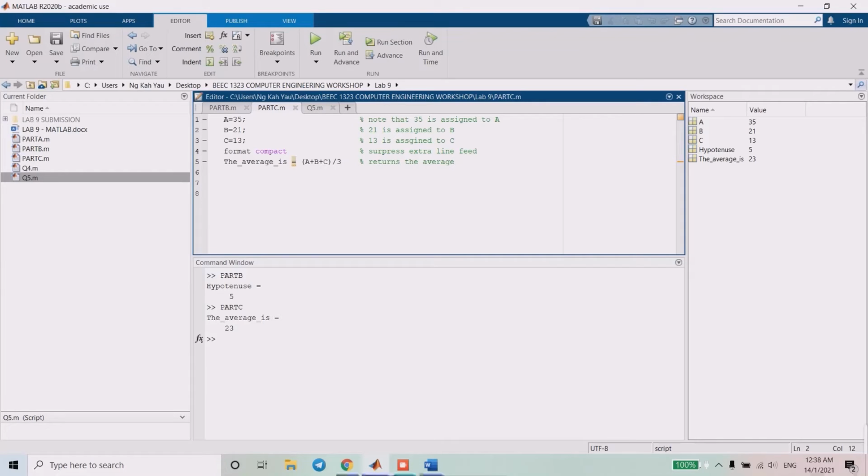Okay, there is this semicolon here. The semicolon suppresses the value from displaying. If I don't put it, then A will display around here. So that's why we just put a semicolon.